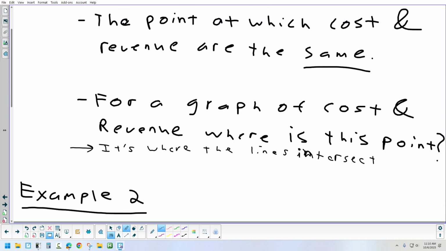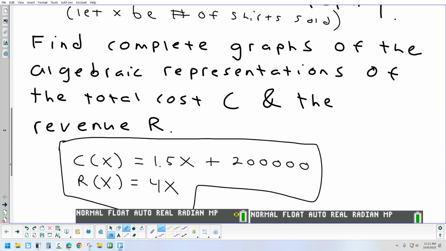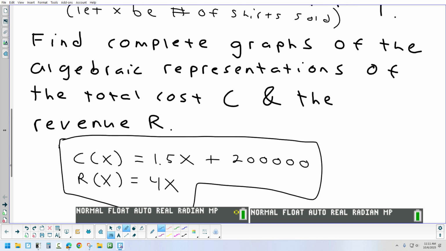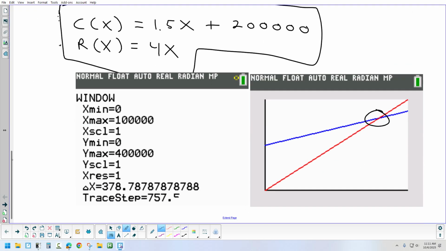All right, so now we're going to look at our problem and we're going to find the break-even point. For example 1, if that was on a test, would you just be looking for the graph? It says find complete graphs of the algebraic representation. So first I'd be looking for the equations, and then I'd be looking for the window that you use to get that picture. So the equations and the window.